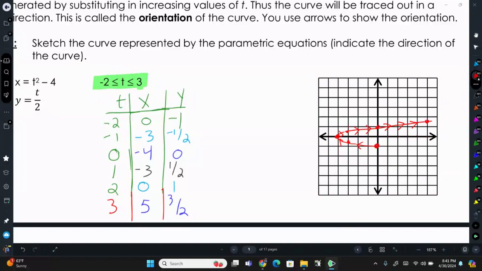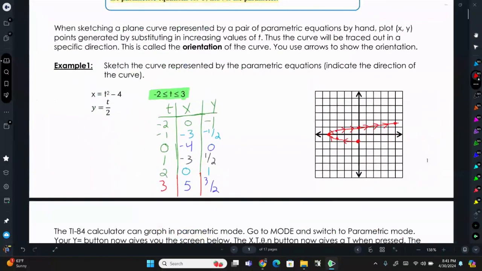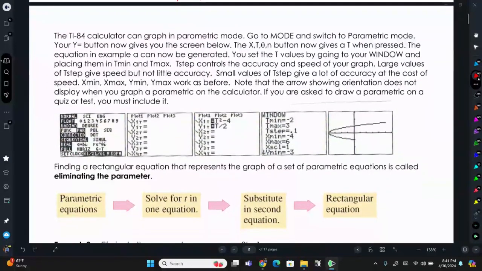Right, so graphing these is a little bit tricky, but we're used to graphing x and y points. So we're plugging in our t values into x and y, and then plotting those points, and then drawing that arrow. Now our graphing calculator can do this.